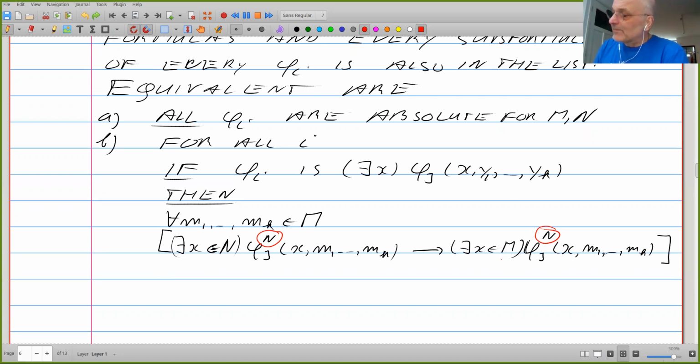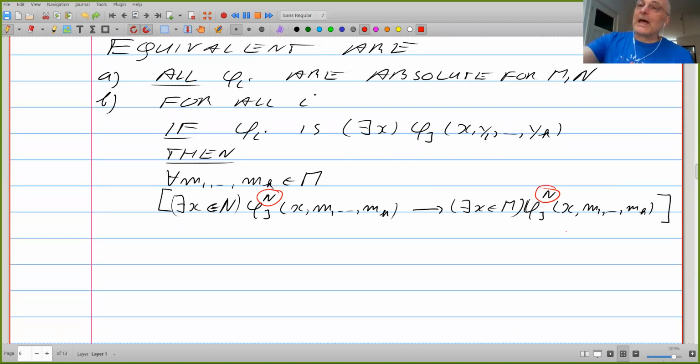You would expect maybe behind the arrow for there to be an M in the formula, but that's not what's going to happen. So this is something that happens completely inside of N. We relativize the formula only to N. We stick in the constants from M, and then we ask ourselves, is there a member of N that makes the formula valid? If so, then there should also already be an element of M that makes the formula valid.